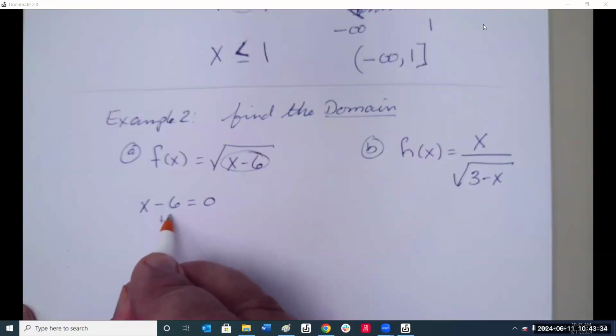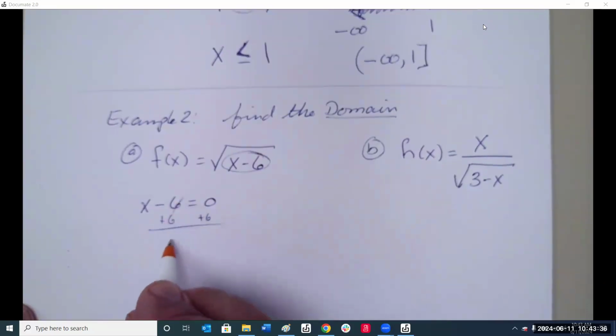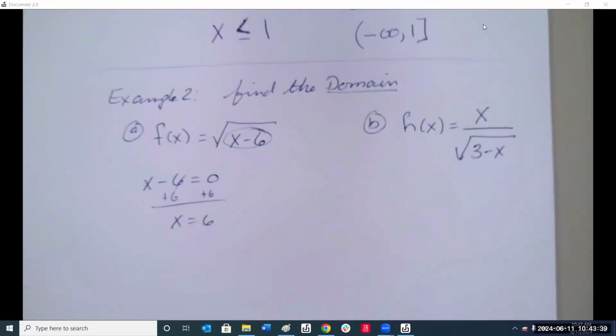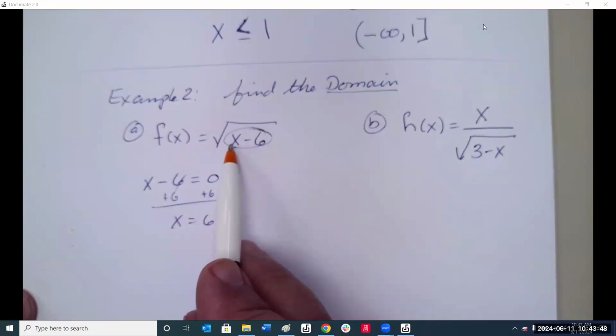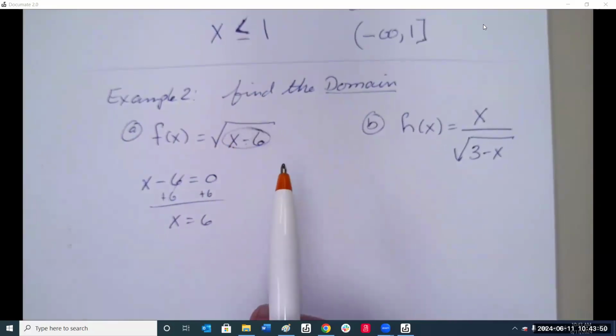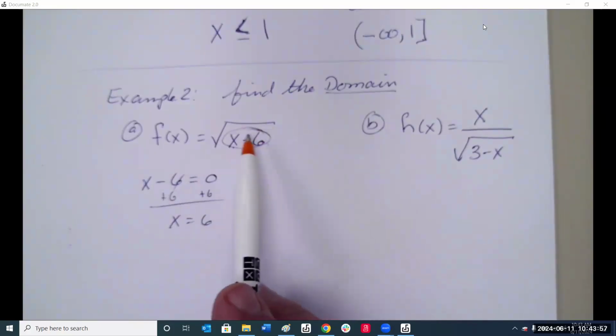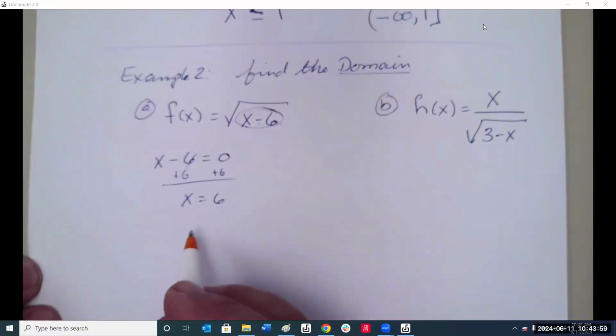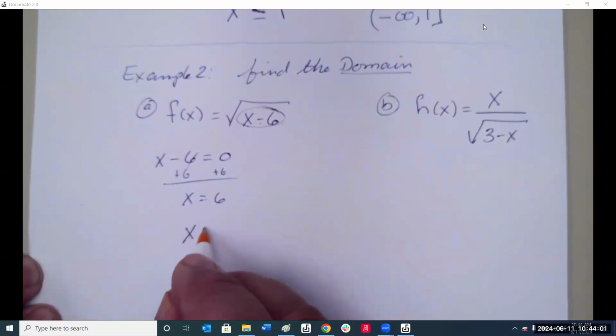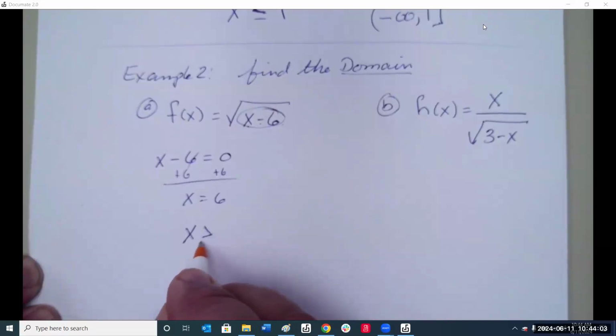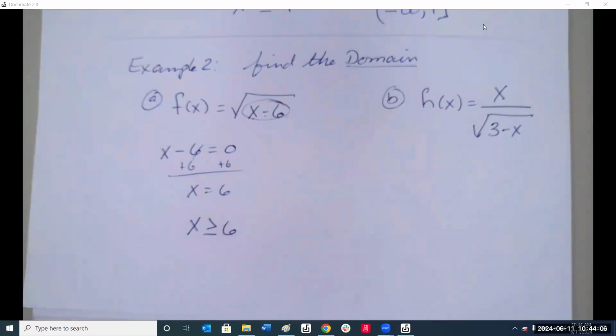Solve for x. So we add 6 to both sides. X equals 6. That's the smallest x we can use. Because if we put x as 6, 6 minus 6 is 0, we get 0. That's good. Can x be 7? 7 minus 6 is 1. Square root of 1 is 1. So my answer here is x is greater than or equal to 6.